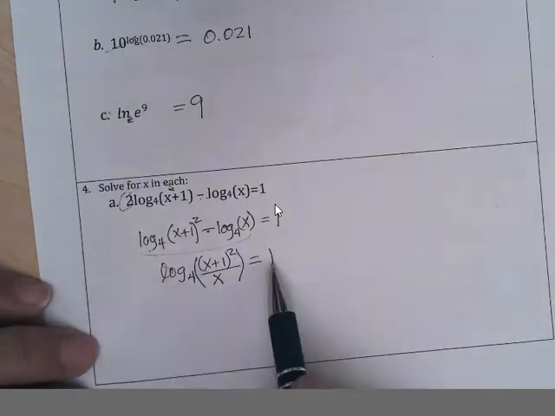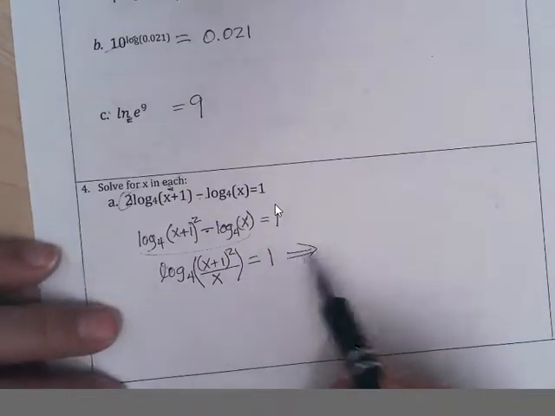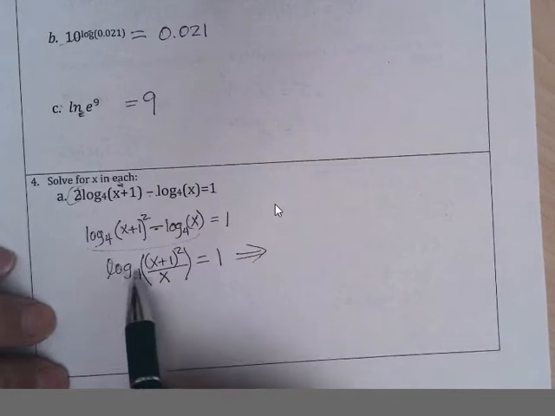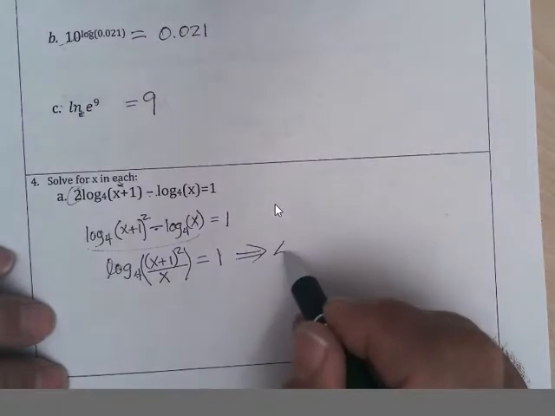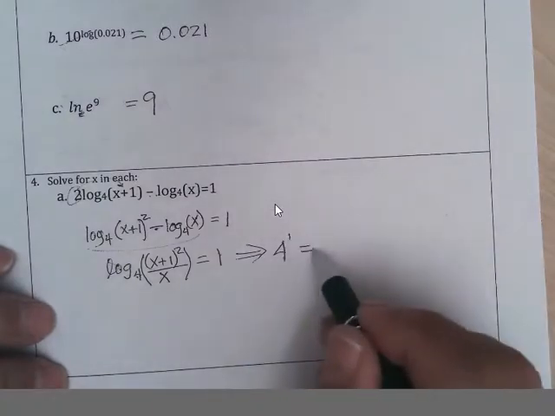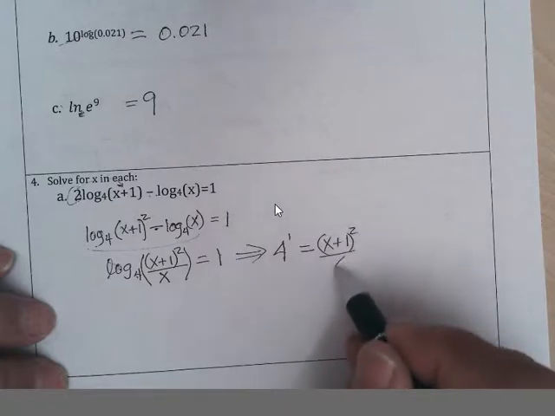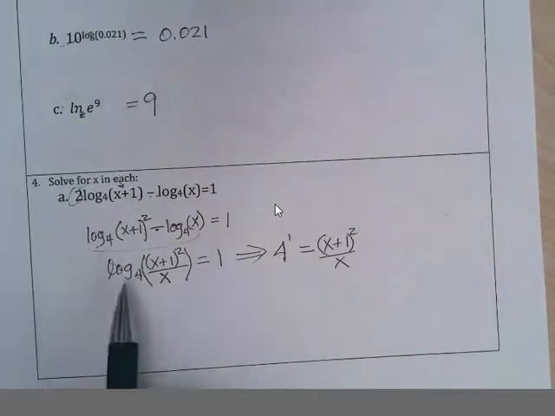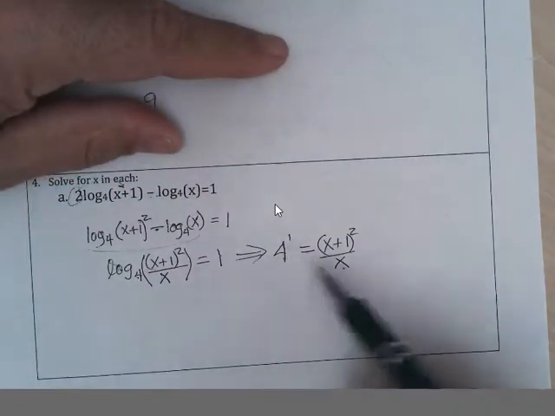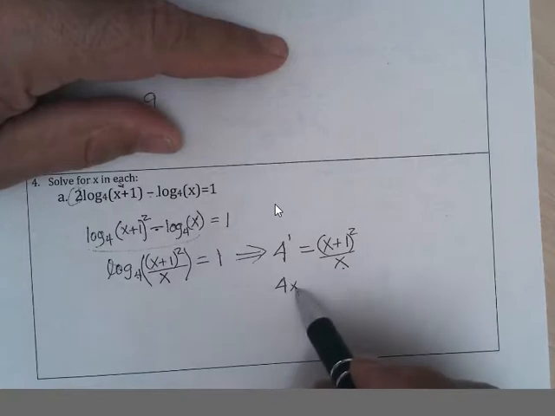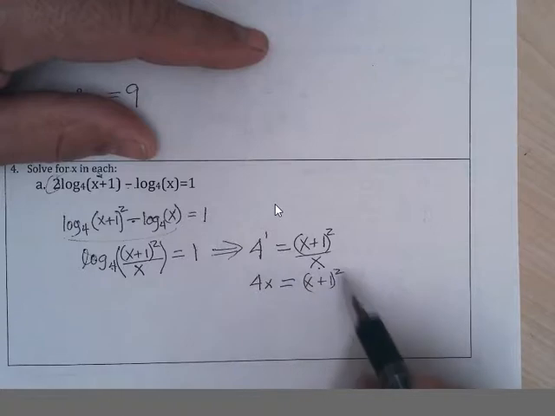Now we have a log equation, single log equation, which we can rewrite as a power equation. To what power do I take 4 to get this? I take 4 to the 1 to get this. So I have 4 to the 1, which is just 4, equals x plus 1 squared over x. That's converting log to power equation. So then I multiply both sides by x, and I get 4x equals x plus 1 squared.